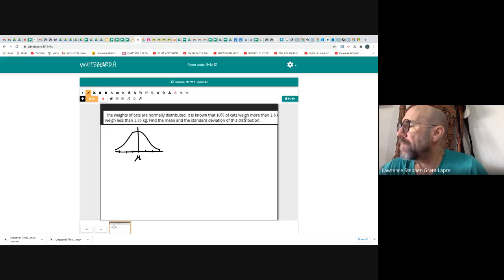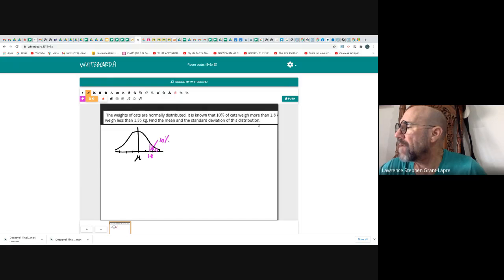It says 10% of cats weigh more than 1.8 kilograms. So 10%, which leaves 40%. Here we've got a 10% area being more than 1.8 kilograms. So that 1.8 number there is 1.8.